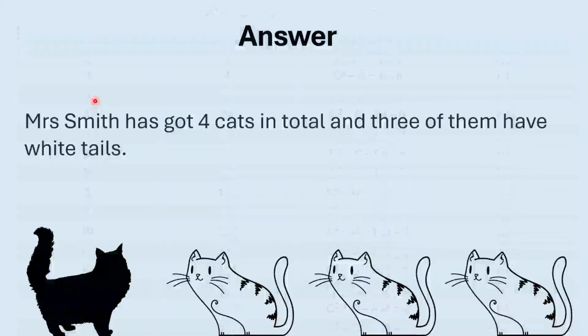So that means the correct answer for this question is Mrs. Smith has got 4 cats in total, and 3 of them have white tails. And we can double check the probability for picking up 2 cats, because there are 3 white-tailed cats plus 1 black-tailed cat here. And when you pick up the first cat, the probability to have a white-tailed cat is 3 out of 4. Okay? And after you pick up the first white-tailed cat, there will be 2 white-tailed cats plus 1 black-tailed cat remaining. And for the second cat you pick up, the probability it also has got a white tail is equal to 2 over 3. So that means the probability for both cats to have white tails is equal to 3 over 4 times 2 over 3 is equal to 2 over 4, or 1 over 2, or 50%.